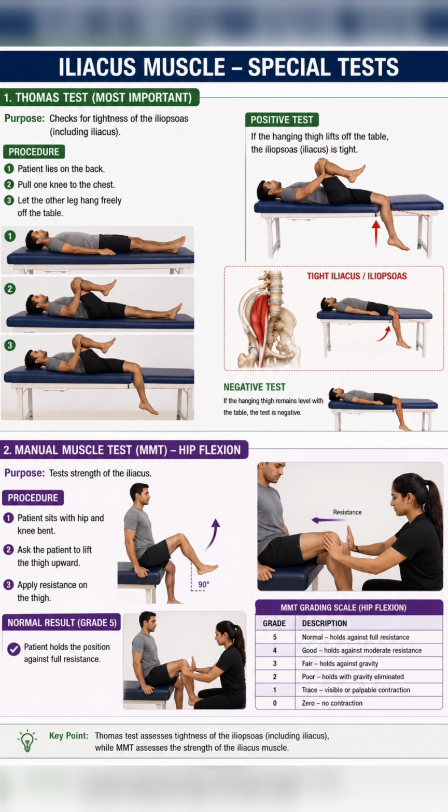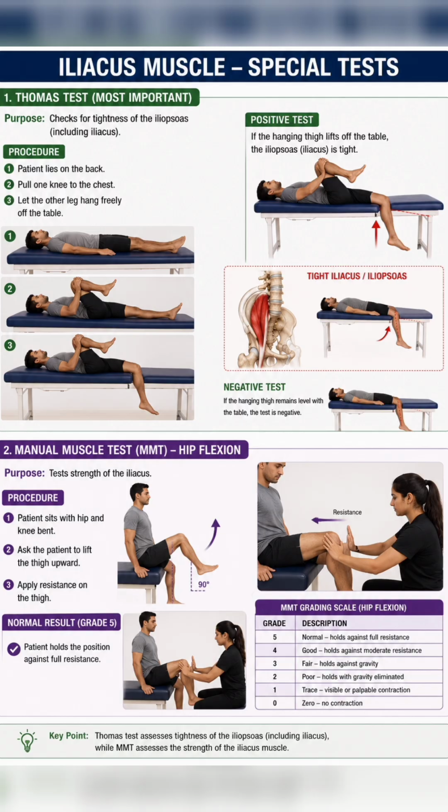So how do we perform this test? First, ask the patient to lie comfortably on their back on the examination table. Next, ask the patient to bring one knee towards the chest and hold it with both hands. This helps flatten the lower back against the table. Now observe the other leg. If the other leg stays flat on the table, the test is negative, which means the iliacus muscle is normal. However, if the thigh lifts up from the table, the test is positive, indicating tightness of the iliacus muscle. So this is one of the special tests used for the iliacus muscle.